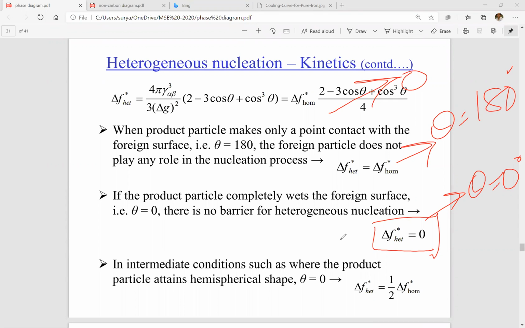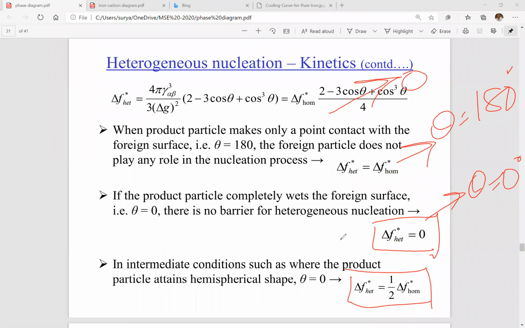There are also intermediate conditions. In intermediate conditions, such as where the product particle attains a hemispherical shape, then theta tends to 0. Then we have the formula for this: delta G heterogeneous is half of the energy level. The free energy level at the heterogeneous process is just half of the homogeneous energy level.